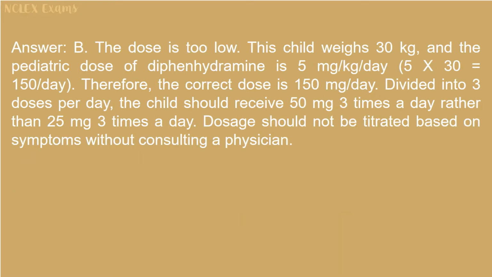Answer: B. The dose is too low. This child weighs 30 kilograms, and the pediatric dose of diphenhydramine is 5 mg per kilogram per day. 5 times 30 equals 150 mg per day. Therefore, the correct dose is 150 mg per day. Divided into 3 doses per day, the child should receive 50 mg 3 times a day rather than 25 mg 3 times a day. Dosage should not be titrated based on symptoms without consulting a physician.